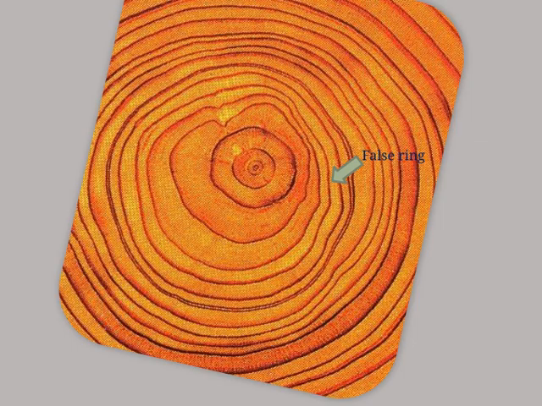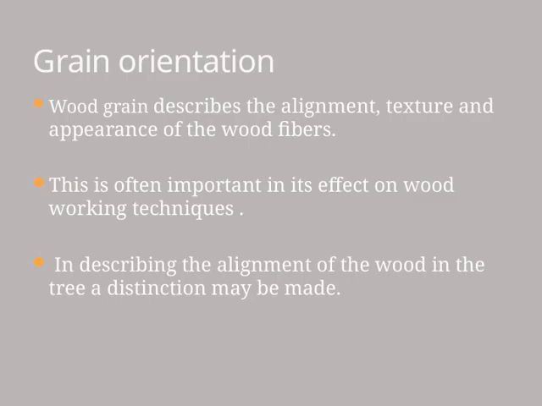Wood grain refers to the way the fibers in the wood are aligned, and it also includes the texture and overall appearance of those fibers. This alignment is really important because it can influence how we work with the wood, whether we're cutting, shaping, or finishing it. Understanding the grain helps us choose the right techniques for a better result.